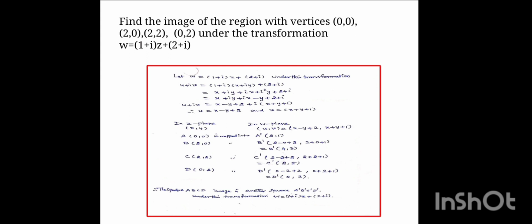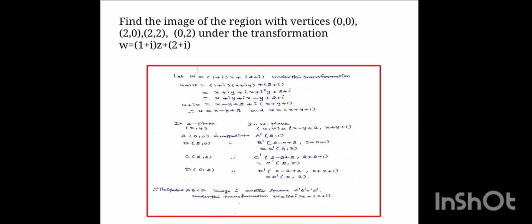So, find the images of A, B, C, D. Therefore, this A value (0,0) is mapped into A dash, which is (2,1). That is 0 minus 0 plus 2, 0 plus 0 plus 1. So, u value is 2 and v value is 1. Therefore, A dash is (2,1). So, A is mapped into A dash: (0,0) is mapped into (2,1).